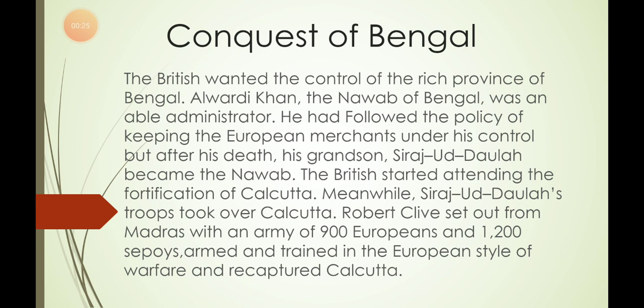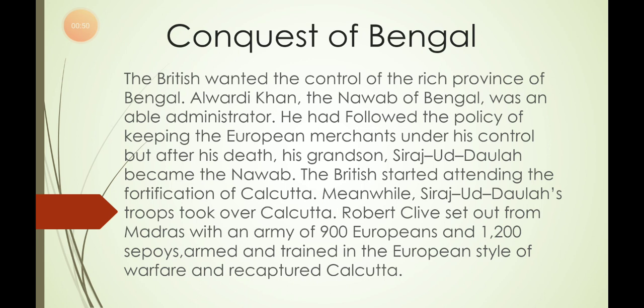Today we are going to discuss the conquest of Bengal, how the British conquered the Bengal province. The Bengal province means now modern-day West Bengal and East Bengal, now the modern-day Bangladesh. That was the Bengal province at that time.